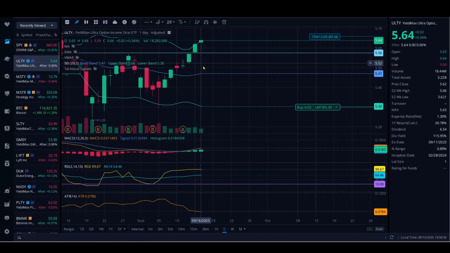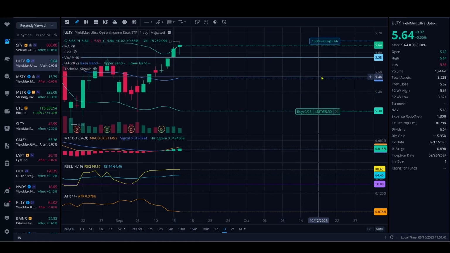So if it did come down and ran all the way down to the bottom of that Bollinger Band, it's going to pick up another 25 shares for me. Now my current average, and this is my purchase average, is $5.66 for all 150 shares. So I am really close to about a break even just on my purchase price.